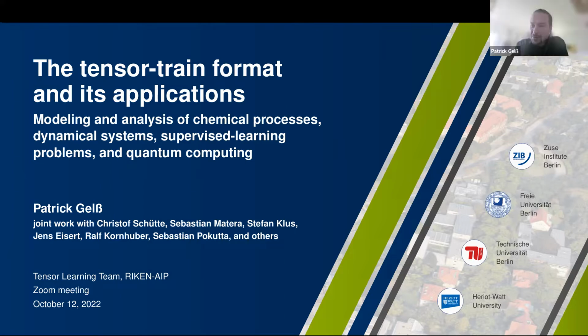Yeah, thank you very much for the nice introduction. So yeah, the title of my talk is the Tensor Train Format and its applications. And I want to go through some different application areas. After clearing the basics of tensor decompositions, we will see some various applications of these tensor formats.